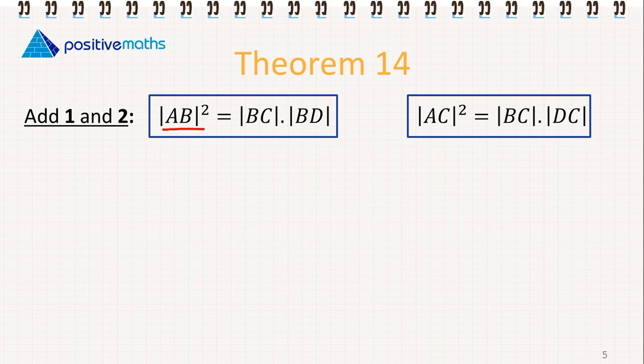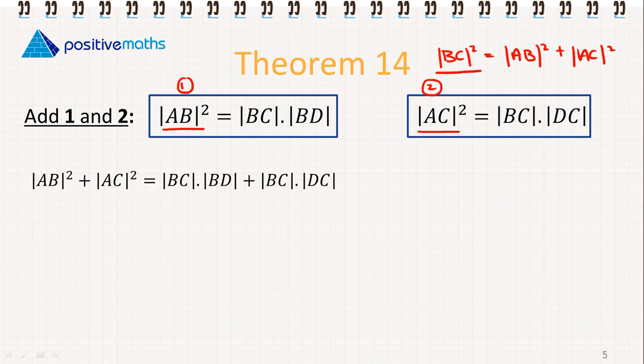The reason we're going to add 1 and 2 is that, if you recall from the first slide, we want to show that BC squared is equal to AB squared plus AC squared. So we have AB squared and AC squared from equations 1 and 2. If we add these together, we want to show that the sum of the two equations will give us BC squared. So AB squared plus AC squared is equal to BC multiplied by BD plus BC multiplied by DC.